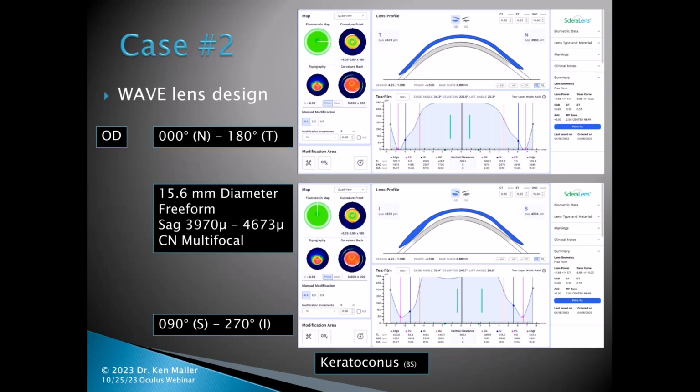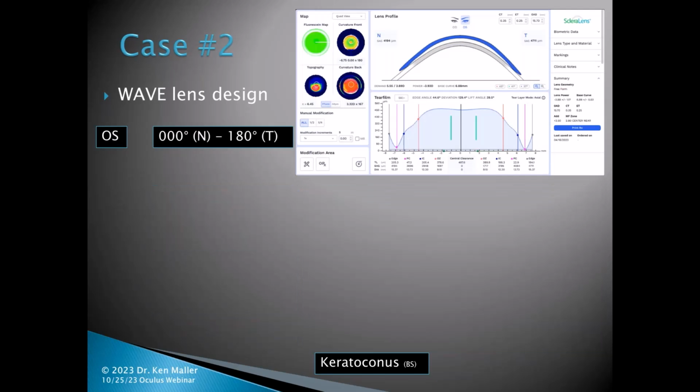And my choices on her were a 15.6 millimeter diameter lens, again in free-form design. Sagittal depth differences at the extremes with 3970 to 4673, so not nearly as dramatic as I needed to do on that previous patient. But we still have about 700 microns of difference between one side versus the other side. And this one I designed up a center near multifocal.